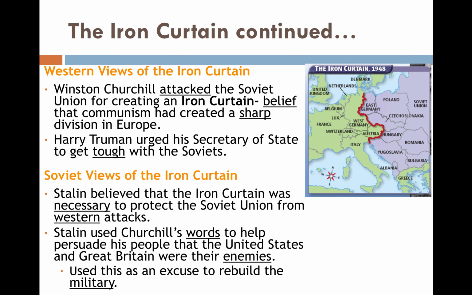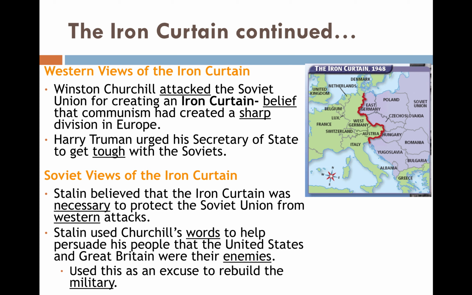So Harry Truman, President Truman, is urging his Secretary of State to get tough, and that we need to do more to try to resist communist expansion. Stalin, on the other hand, as leader of the Soviet Union, thinks that this Iron Curtain is necessary to protect the Soviet Union from Western attacks.